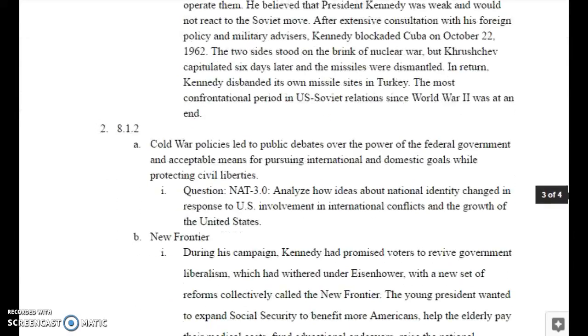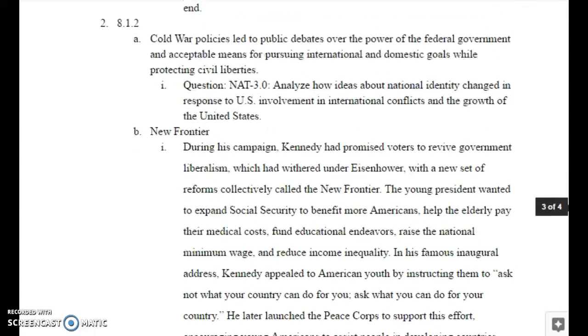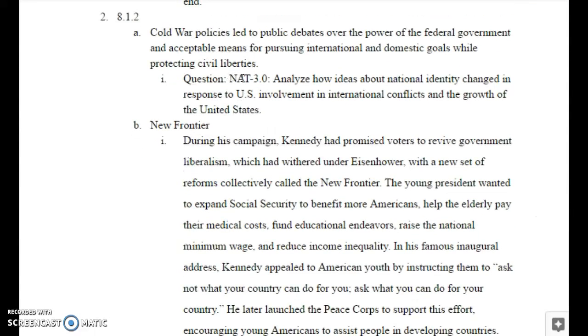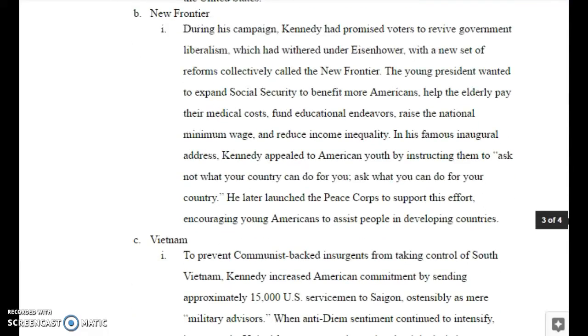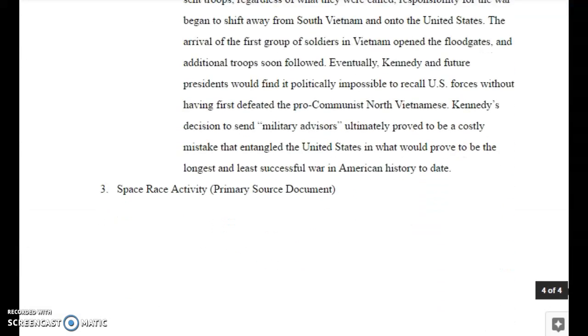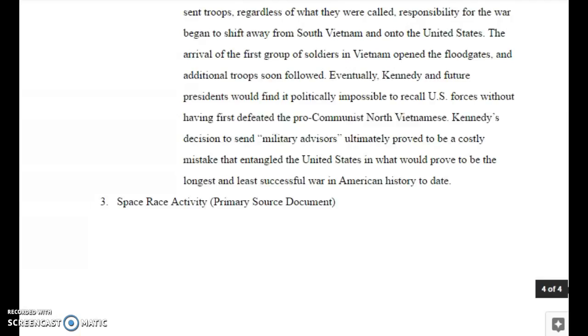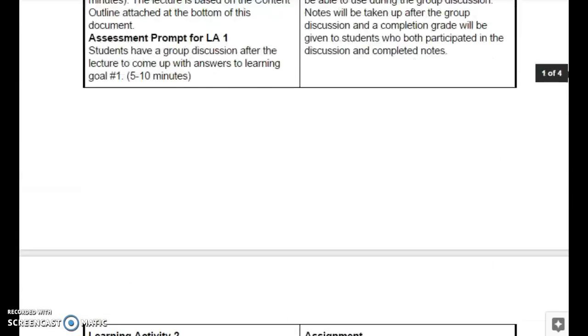And then we'll also go over 8.1.2 and the Cold War policies that led to public debates. That'll answer question NAT 3.0. And it'll also go over the New Frontier and Vietnam. And then the space race activity is part of another part of the lesson.